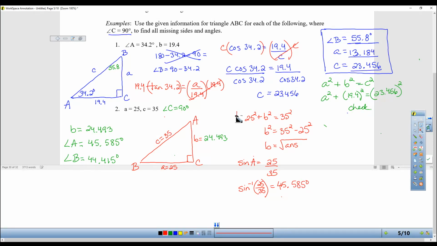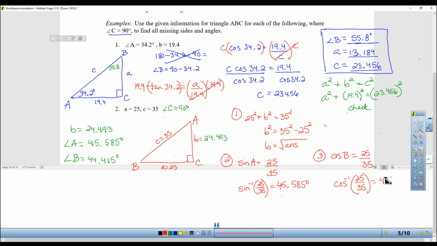And now, last one. So there were 3 things I was trying to find here. The third thing that I'm trying to find is angle B. And again, if I want to stick to the 2 things I was given, the 25 and the 35, now I'm going to use cosine. Cosine of B is adjacent over hypotenuse. So again, that's not one of my known ones. It's not on my chart, but I can use the inverse function on my calculator.